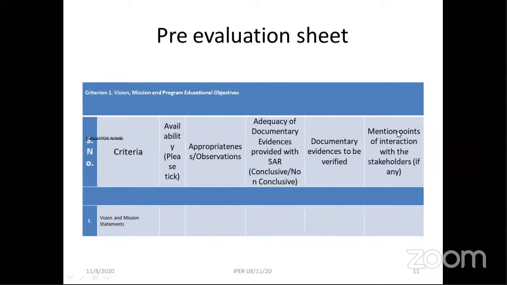So they will go on checking whether the documentary evidence you are claiming is provided or not. Another parameter is that they will go for the documentary evidence to be verified. If they come to know that you have provided certain types of documentary evidence, and if they are satisfied with those documentary evidences, then they will say okay.